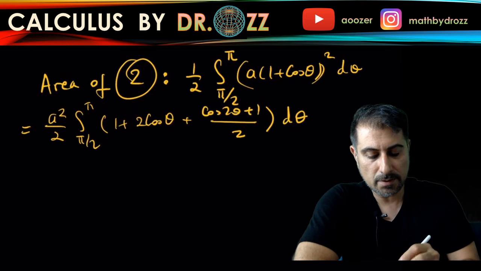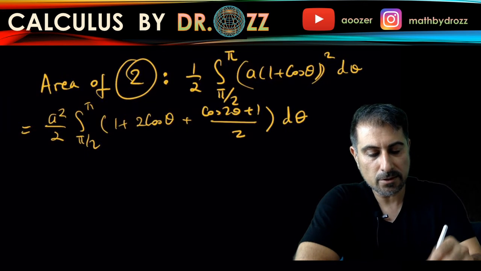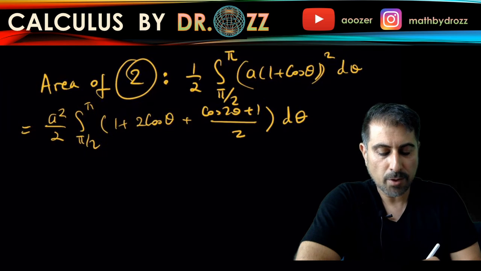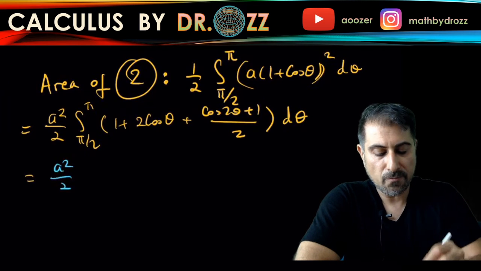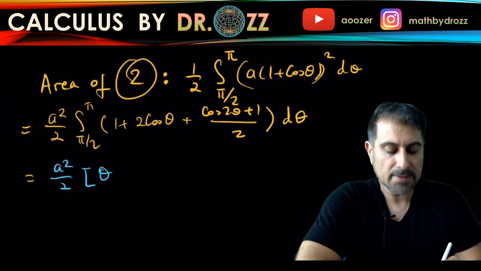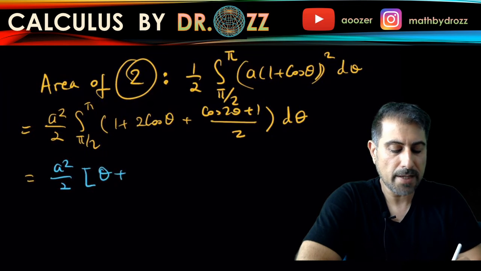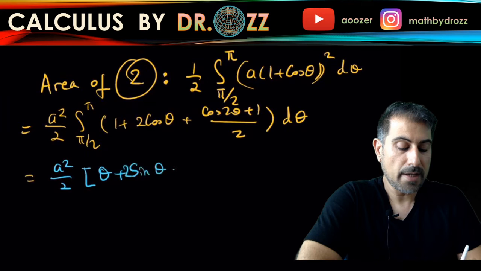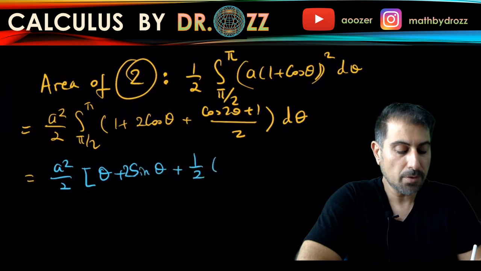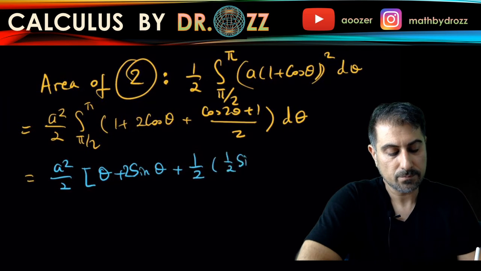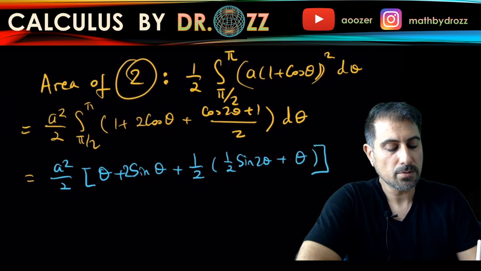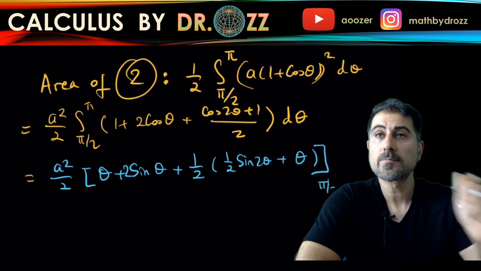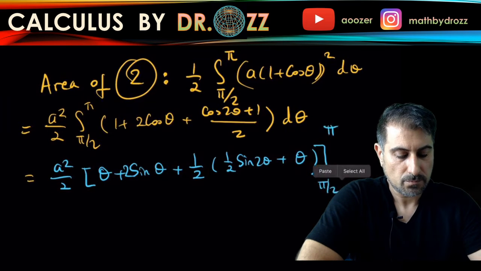Let's just do this in one shot. Let's just find the antiderivative. All right, A squared over 2 times theta plus 2 sine theta plus 1/2 sine 2 theta plus theta. And here the limits are pi over 2 and pi.